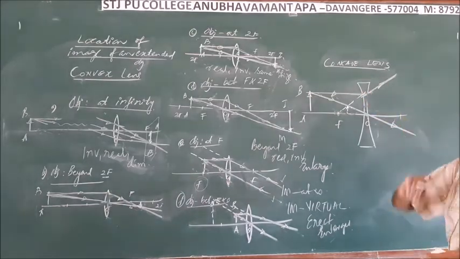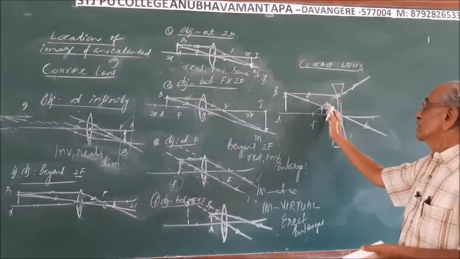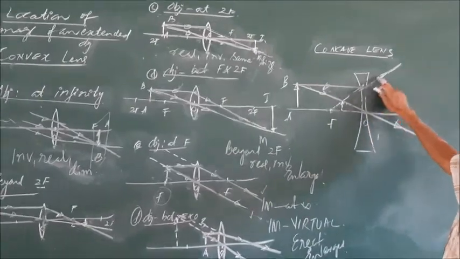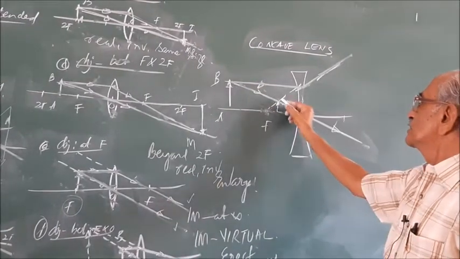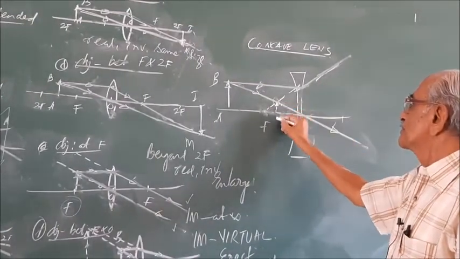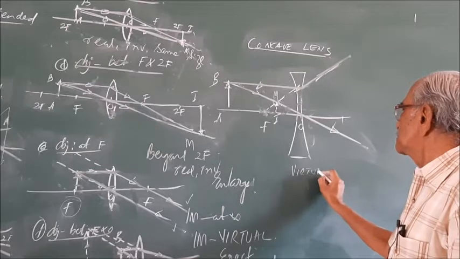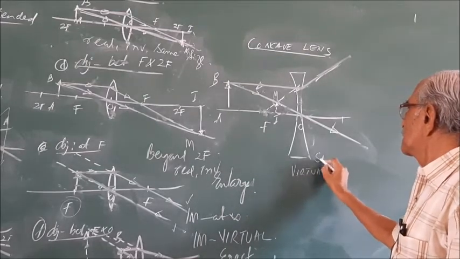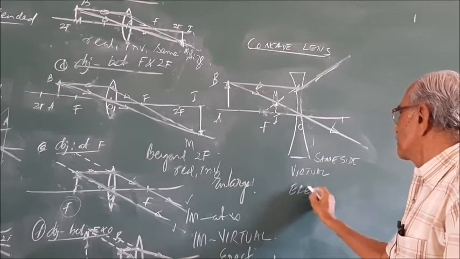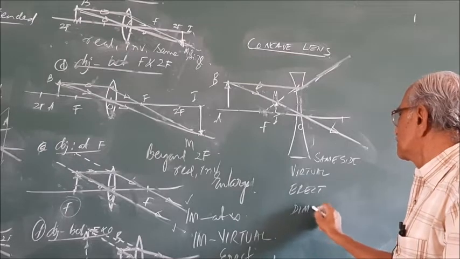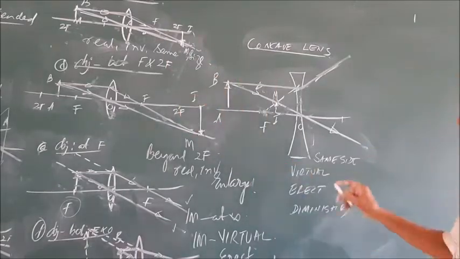Then in the case of a concave lens, keep the object on the axis. Now again take a ray parallel to the axis, it diverges as if it comes from F. Another ray through optic center goes undeviated. The two rays when produced back meet here. So the image is once again virtual, to the same side, and erect, diminished. Wherever you keep the object, this is what we have here.